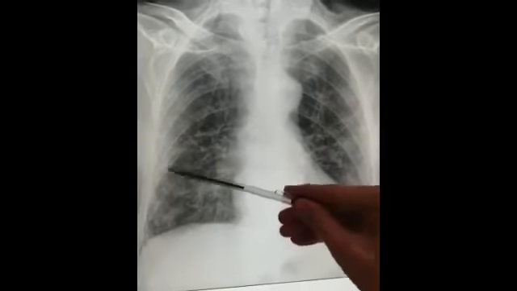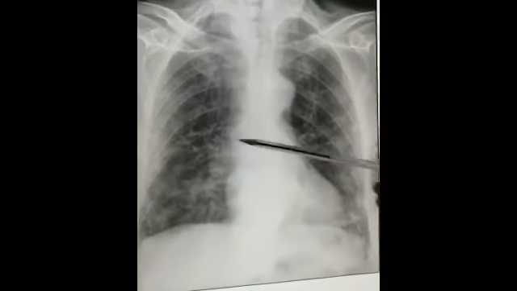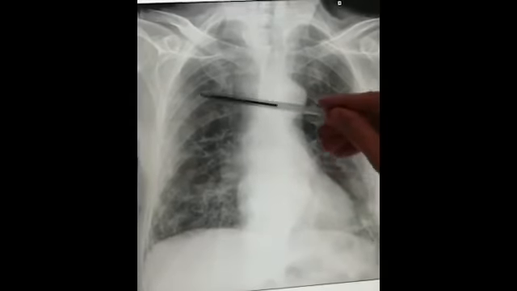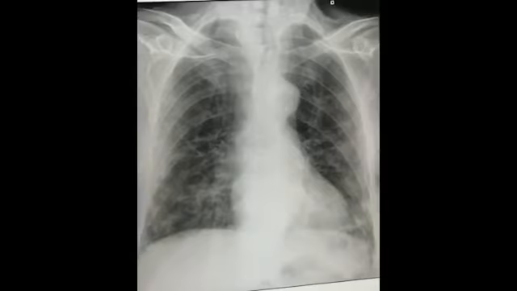Here there's a bit of sparing of the lower zones, and it's more in the mid zones here, and a bit less confident. So a few cases for you there. Hope it was useful in picking up some of the key features of coronavirus on chest x-rays.